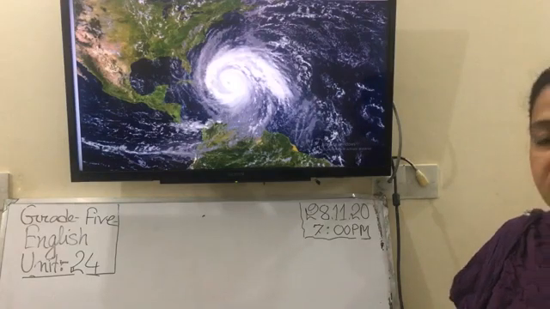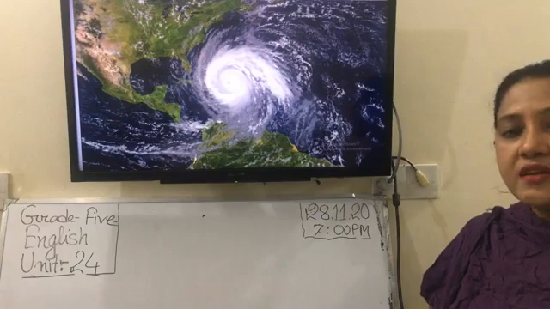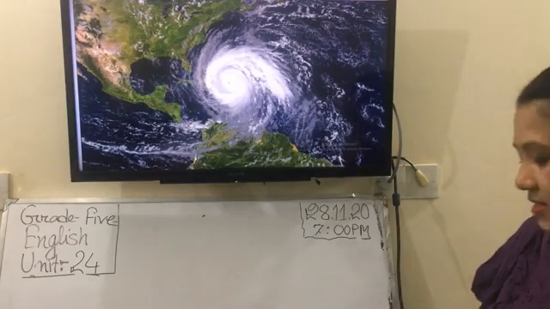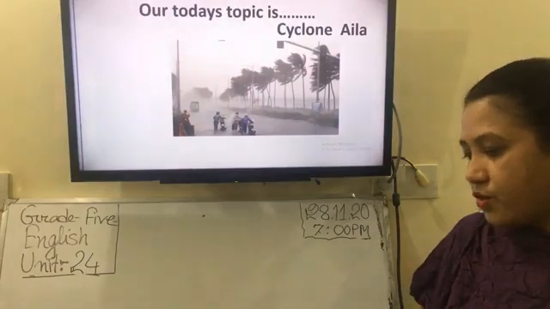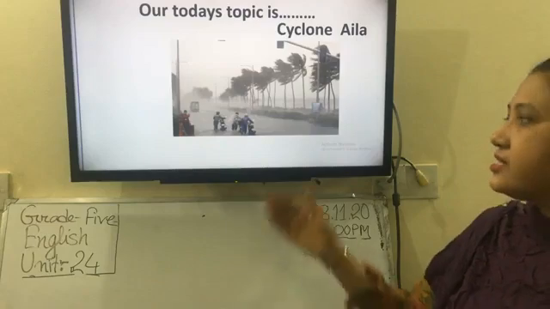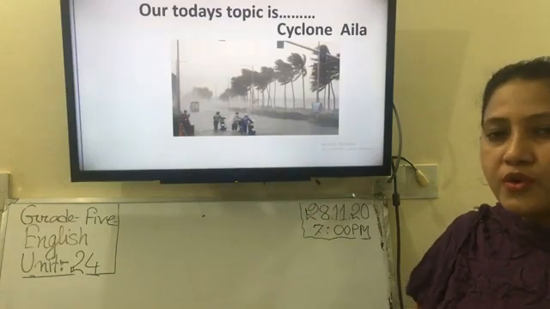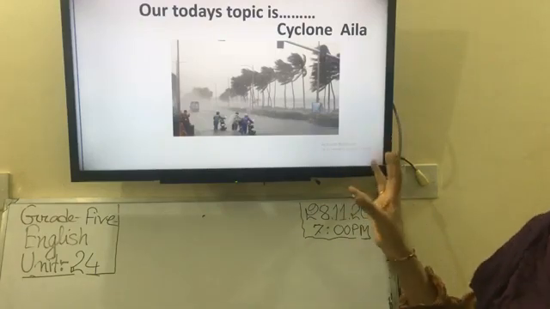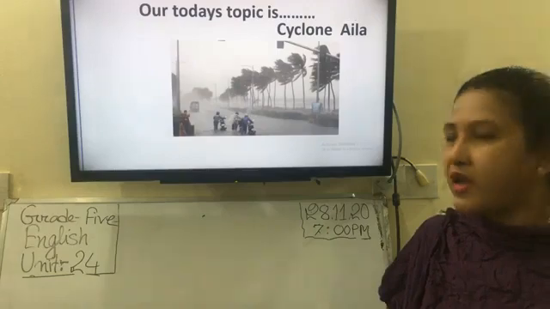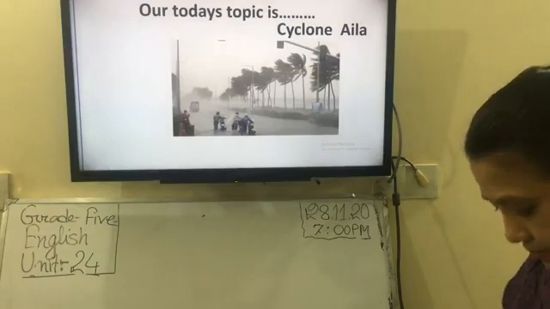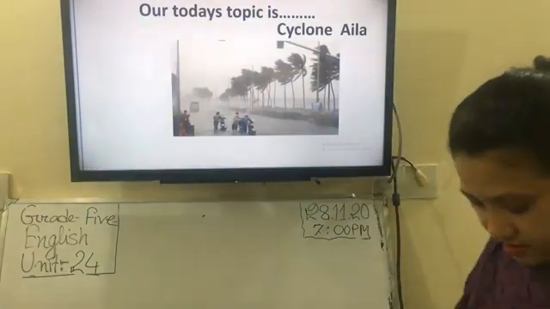In the previous class, we also discussed natural disasters. Today, we also discuss natural disasters. This is a cyclone. So today our topic is Cyclone Ayla. This is the scenery of Cox's Bazar. You know our Bay of Bengal is situated in the Cox's Bazar district. This is the natural disaster of Cyclone Ayla. So my dear students, let's begin.